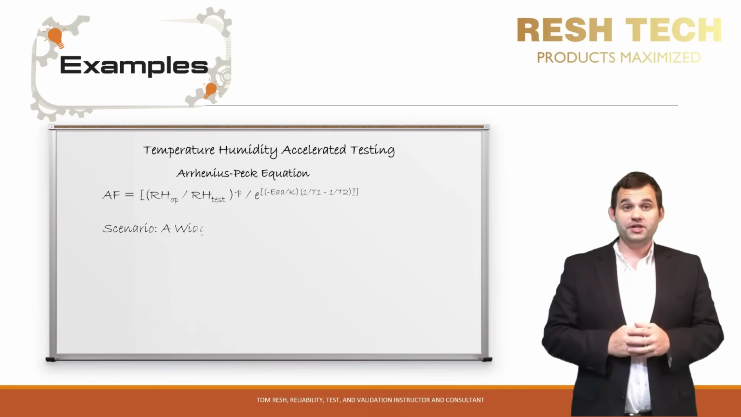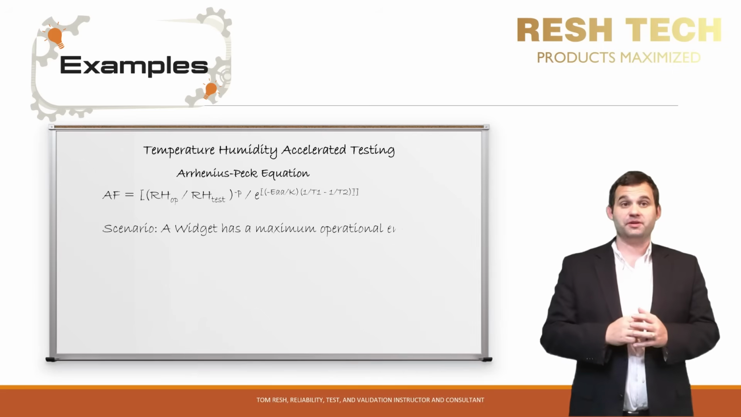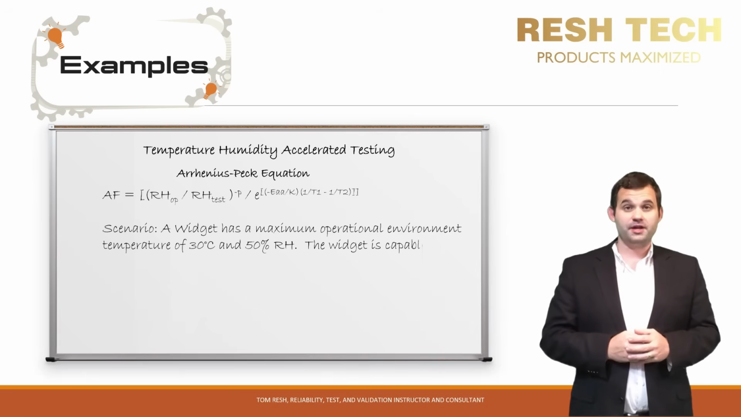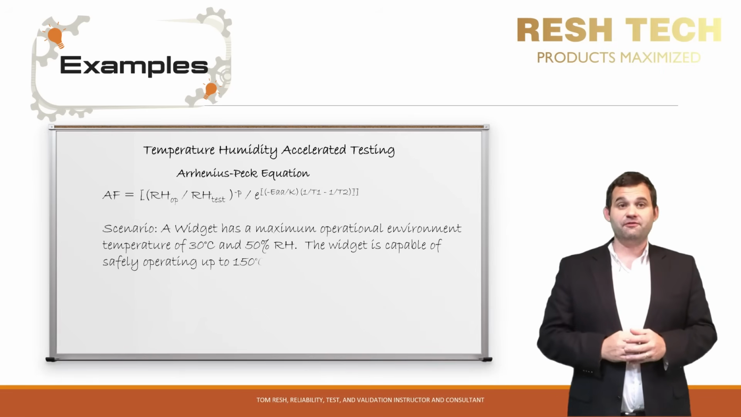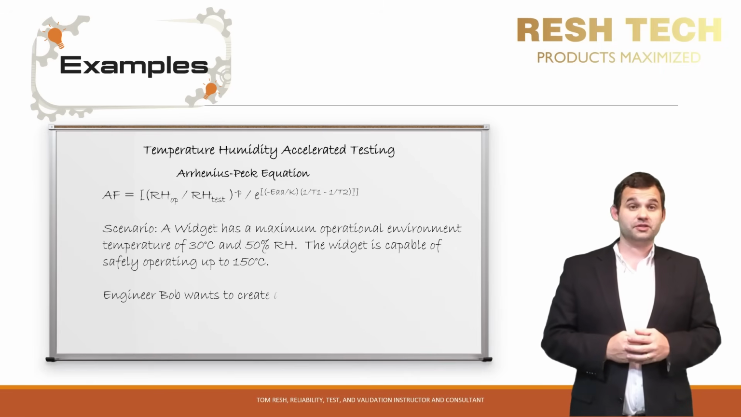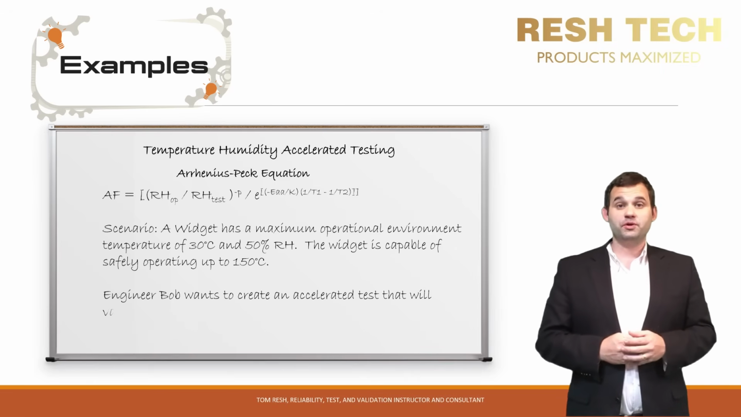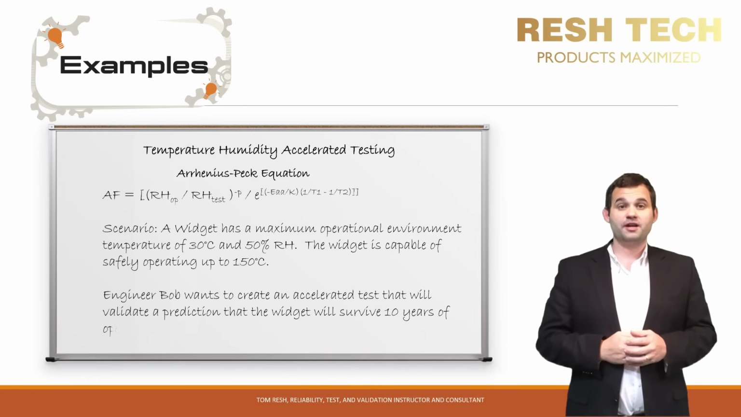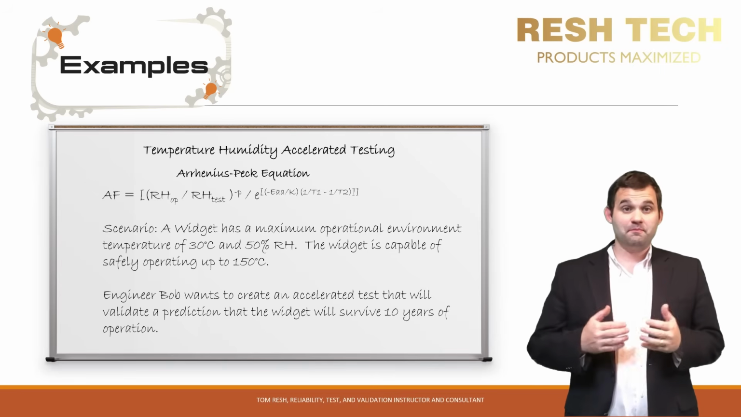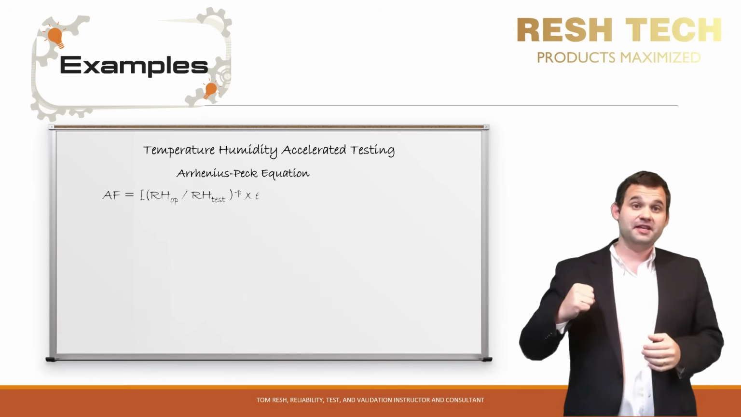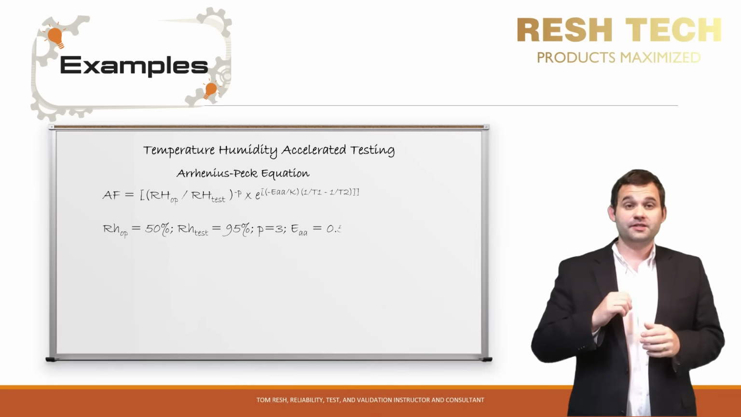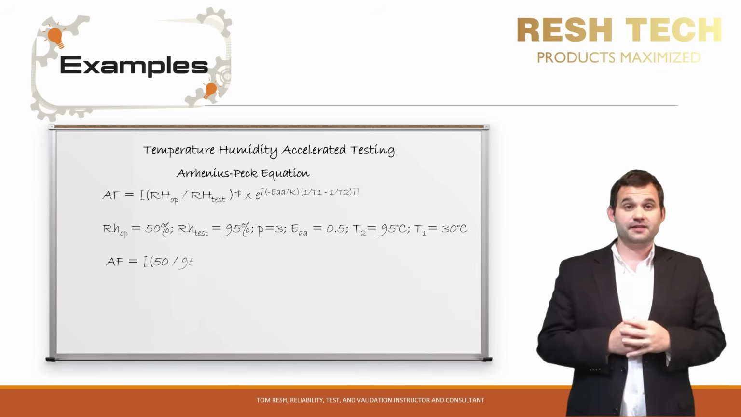In this example, a widget has a maximum operational environment temperature of 30 degrees C and a relative humidity of 50% RH. The widget is capable of safely operating up to 150 degrees Celsius. Wow. Engineer Bob wants to make an accelerated test that will validate a predicted life that the product or widget will survive 10 years of operation. Let's go ahead and plug in the values we just learned about in the equation. RH op equals 50%. RH test, we're going to assume, is 95%.